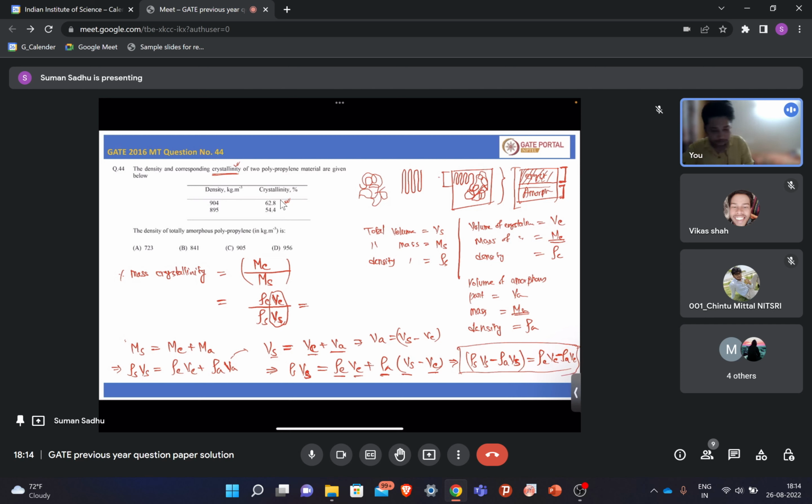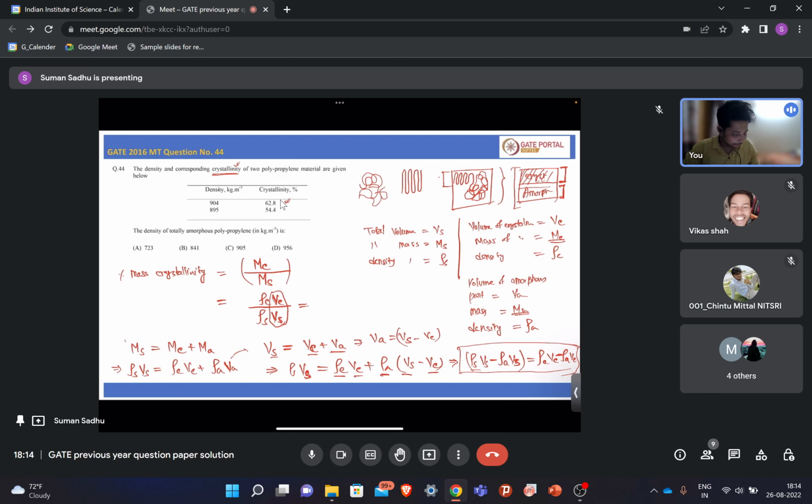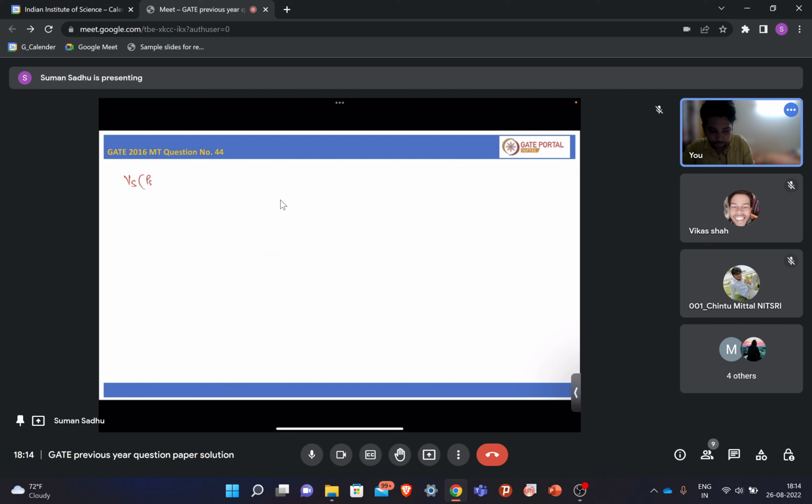now we can take VS common from here, so it will be rho S minus rho A, is equal to, we can also take VC common here, and then it will be rho C minus rho A. So now we can get the ratio, VS by VC is equal to rho C minus rho A divided by rho S minus rho A.